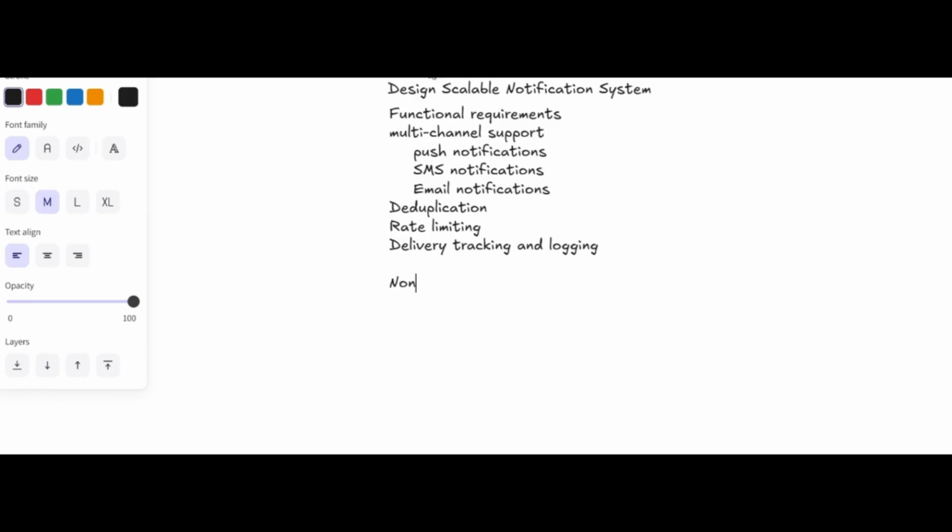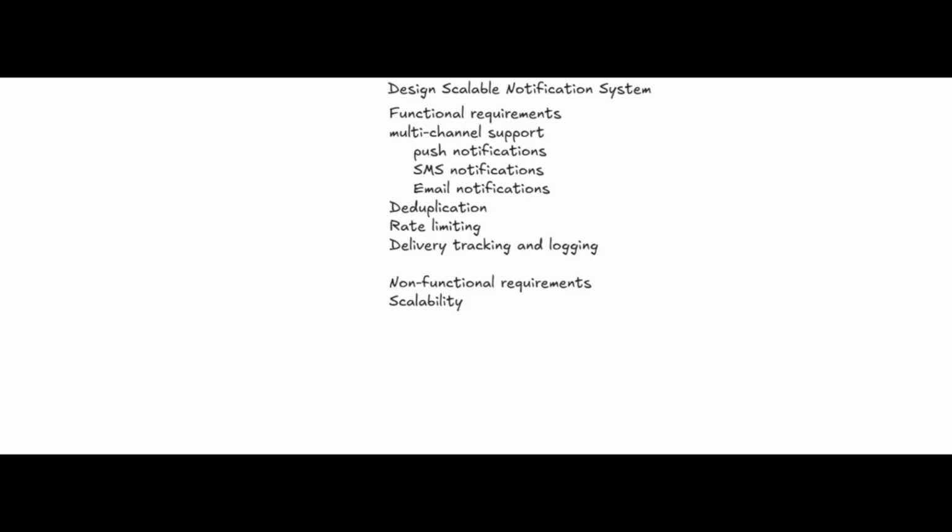And now let's discuss non-functional requirements. Scalability. A good notification system must scale from thousands to millions of users without breaking or slowing down. Example, Black Friday sales go live. Your system needs to send millions of push and email alerts within minutes.